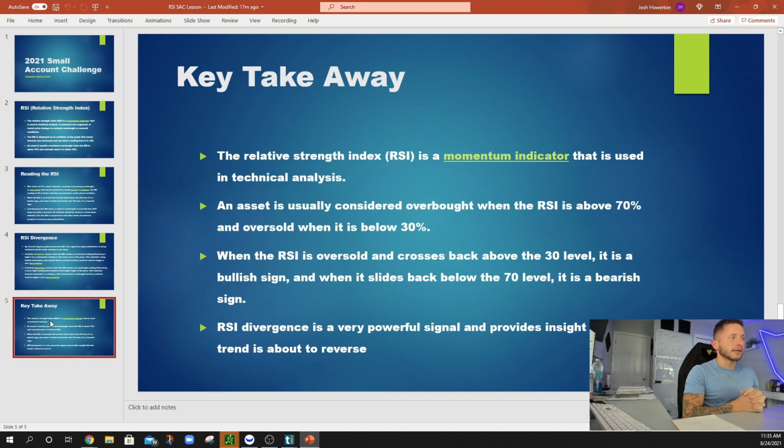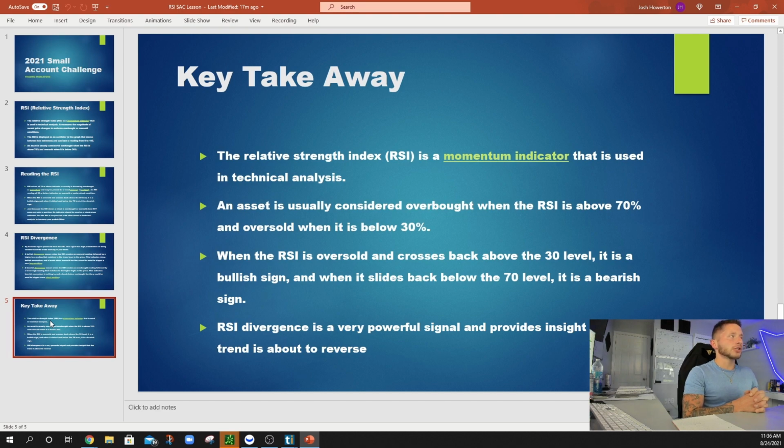RSI divergence that we just discussed is a very, very powerful signal and provides insight that the trend is about to reverse. So again, if you're taking anything away from this, the key takeaway I would give you right now is the RSI is not a standalone indicator. You will never use it all by itself. You use it in conjunction with other forms of technical analysis. That's what increases your odds and probabilities of being right.